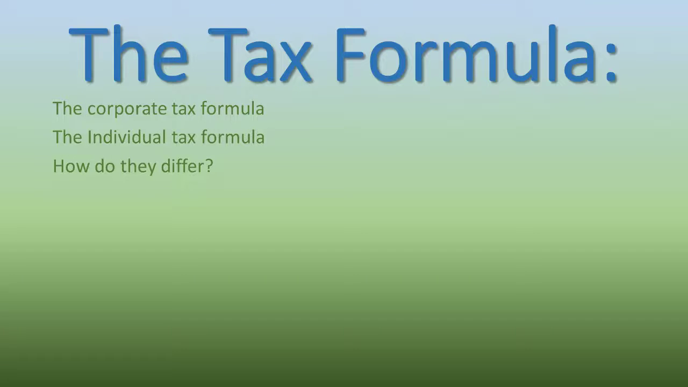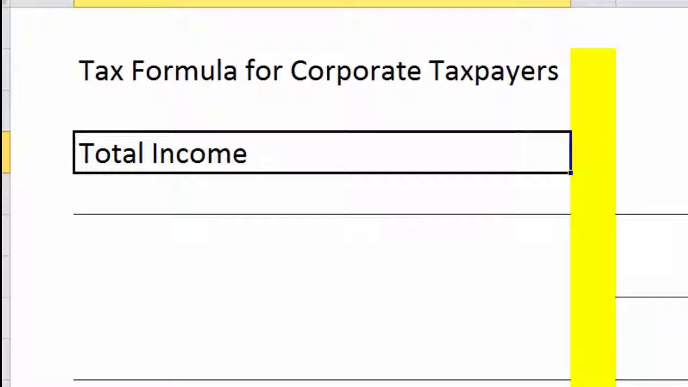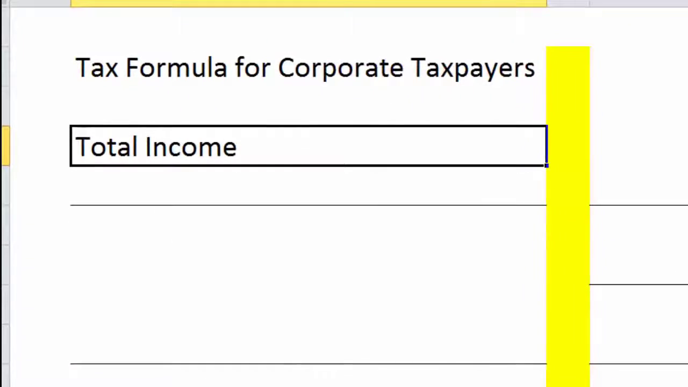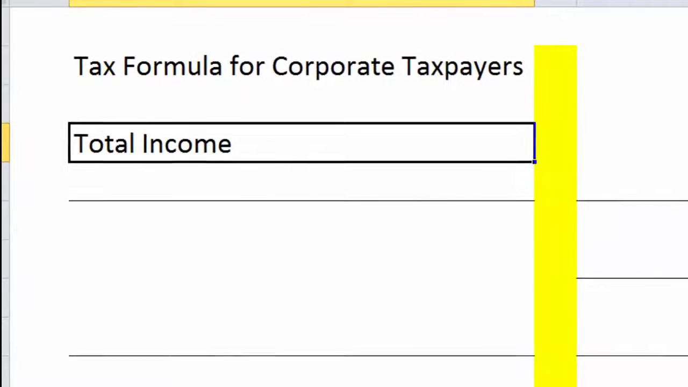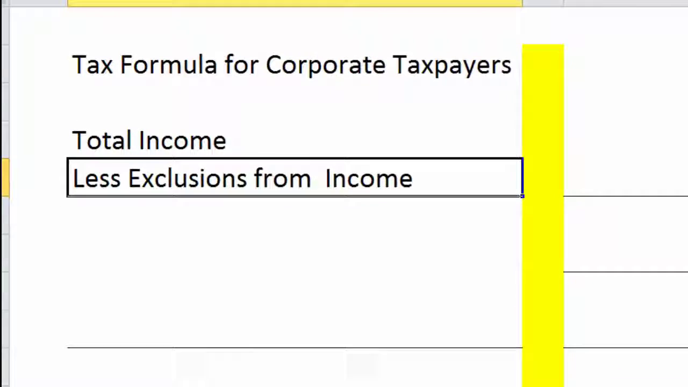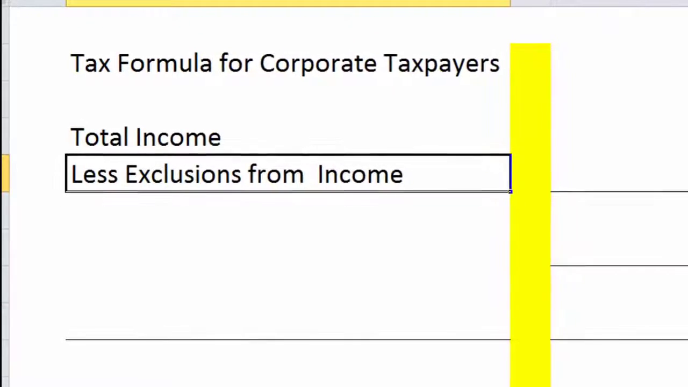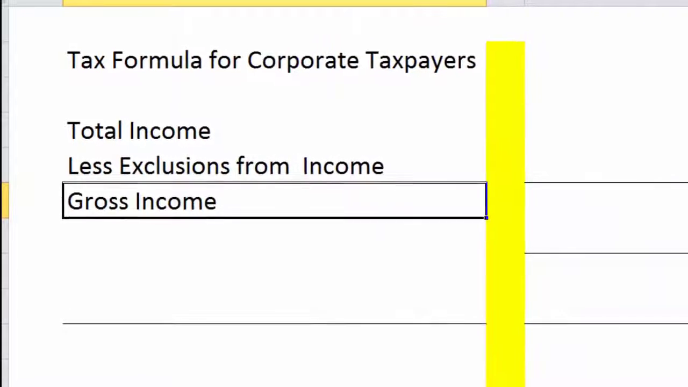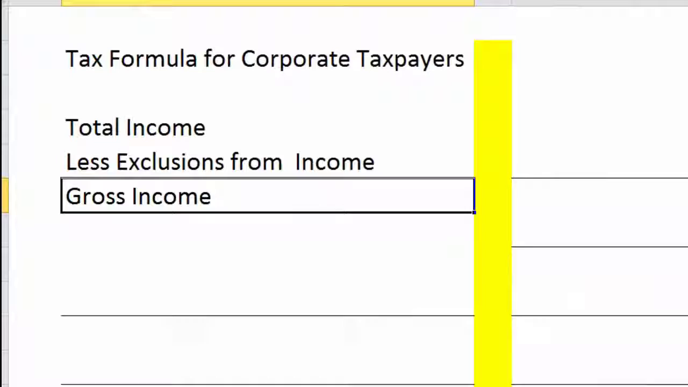Let's start by looking at the tax formula for corporate taxpayers. We start with total income from whatever source. But this income is going to include some income that is not taxable. So we're going to exclude that income, the non-taxable income, to arrive at gross income.